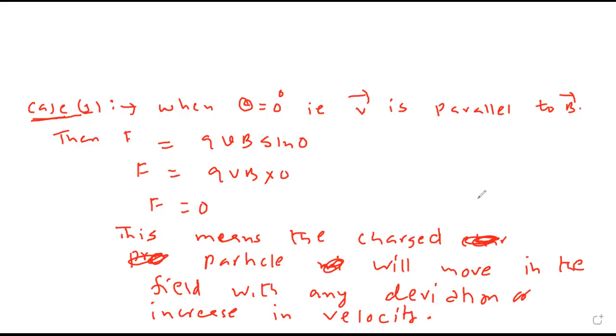That means if the field is parallel to the charge entering with velocity v, it will come out without any change. That is the meaning. Write case 1, then write a full small diagram.